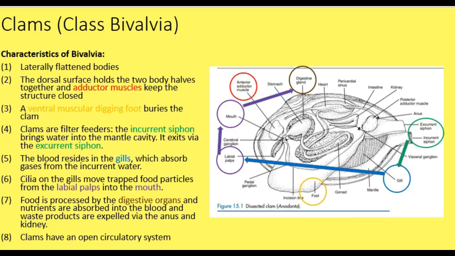Cilia on the gills move trapped food particles from the labial palps into the mouth. Food is processed by the digestive organs and nutrients are absorbed into the blood, and waste products are expelled via the anus and kidney. This is characteristic of the open circulatory system. In contrast, a closed circulatory system has blood that is always inside of vessels, not bathing the organs.